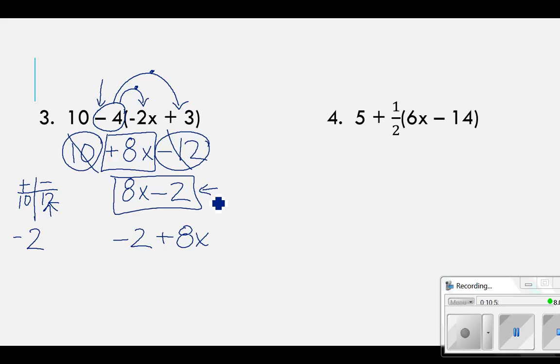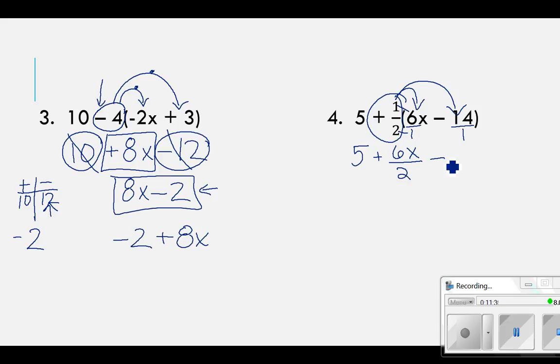Next one, number 4. 5 plus 1/2 that we're distributing into 6x minus 14. I'm going to bring down the 5, and I am multiplying 1/2 times 6x and times minus 14. Because I have a fraction to distribute, I'm going to make these fractions as well by putting a 1 underneath them. So I have positive 1/2 times 6x over 1. So I multiply the 1 times 6x, which is positive 6x, and the 2 times 1, which is 2.